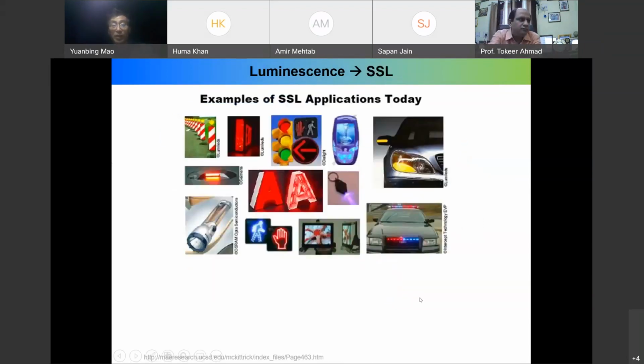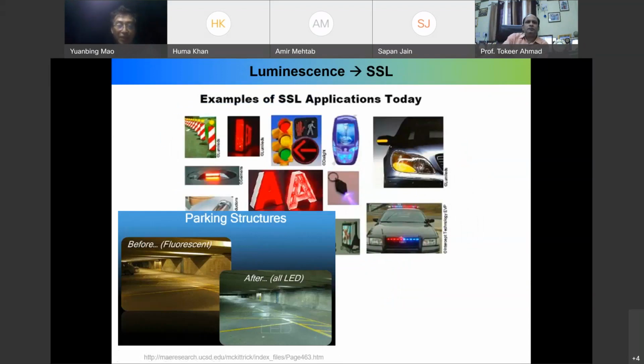For example, here we are showing some examples of solid state lighting applications today. Signal lights, the headlights of our cars, and many other things. Flashlights, even for police cars. So many of these. And here it shows the difference between fluorescent lamps and LEDs. We can clearly see the difference, and this is much brighter.